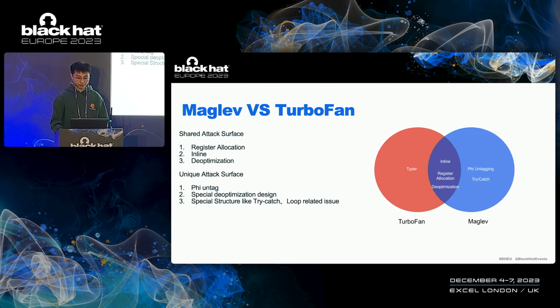In terms of vulnerability, they expose similar attack surfaces on register allocation, inlining, and de-optimization, and Maglev has unique attack surface on phi and tag phase. Besides, Maglev's de-optimization mechanism differs slightly from Turbofan, and mishandling of leave registers can lead to vulnerabilities. Furthermore, Maglev has special optimization of certain syntax structures like exception handling and loops, which Turbofan does not.